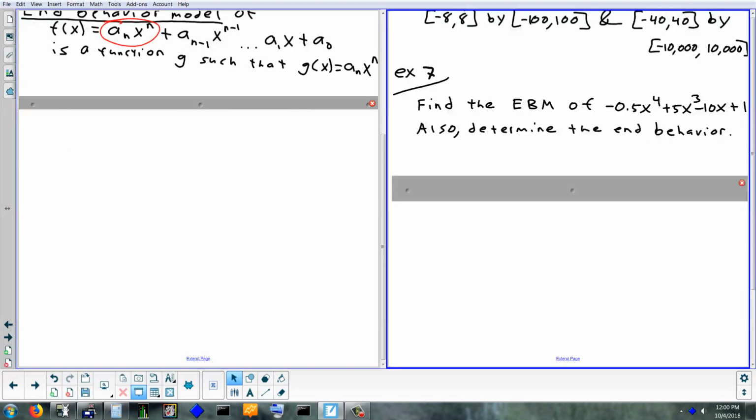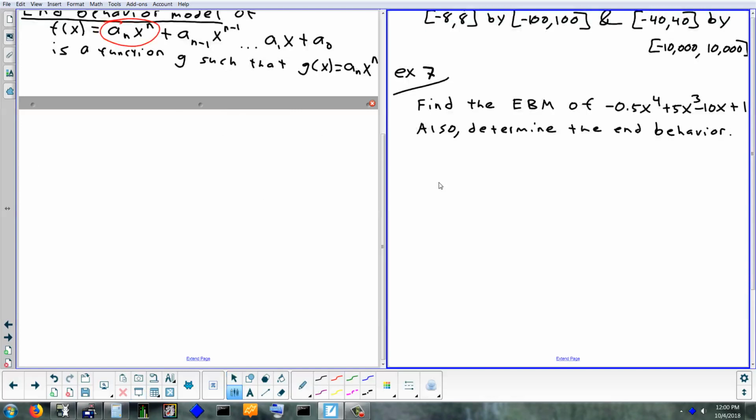Right? So if I was going to graph number 7, what would I graph to get an idea of just the big picture? Negative 0.5x to the 4th. That's going to control what that whole graph looks like. And now, can somebody tell me what the behavior would be? Would it be up, up, down, down, up, down, down, up? What would this one be? It's an even exponent, negative number in front. Down, down. Yep.